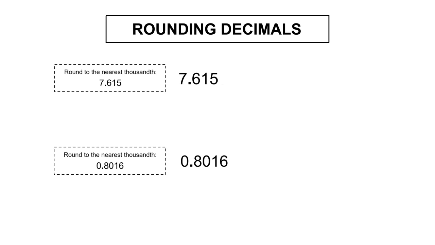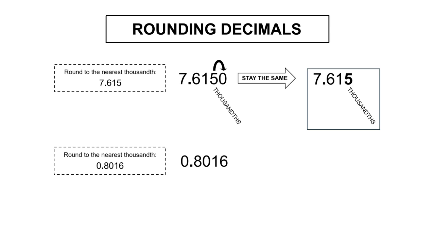Now let's round to the nearest thousandth. Looking at the example up top, once again, go to the place value. The 5 is in the thousandths place. Now we look at the digit to the right. We don't have a digit to the right. So if you don't have that, you can always add a 0 to the end of a decimal. So the digit to the right is 0. It's less than 5. So therefore the thousandths place is going to stay the same. And we cut off everything after the thousandths place, 7.615.